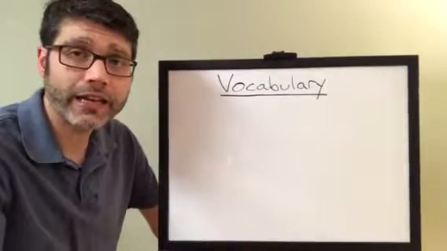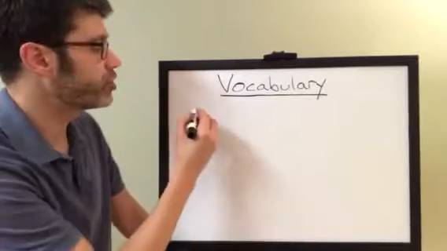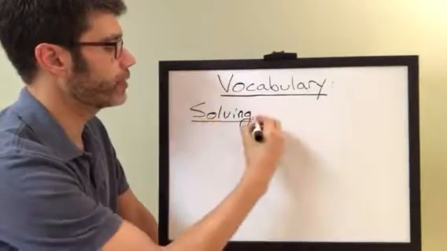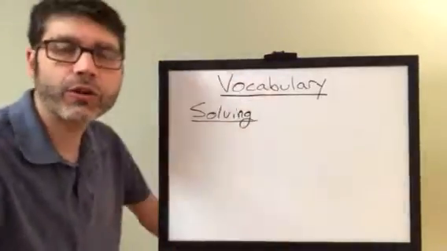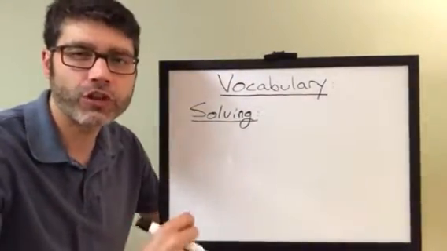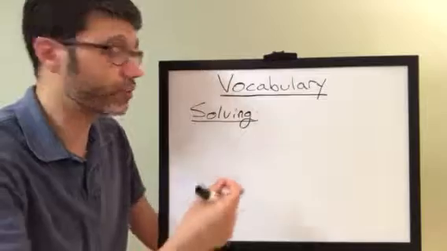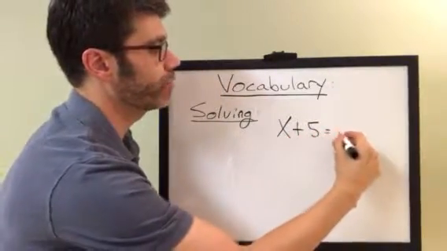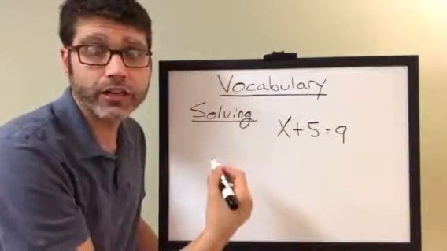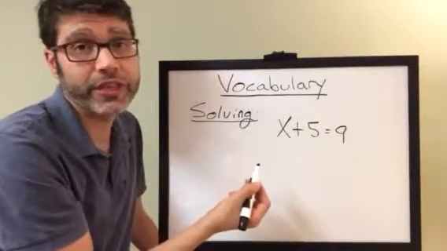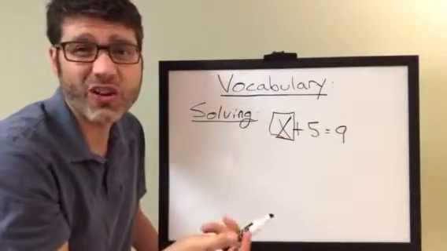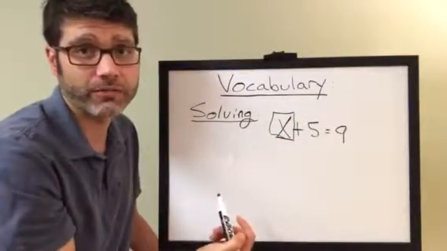So the first thing that I'd like to talk about is solving. Solving is a good vocabulary word, and when we talk about solving, we're talking about solving an equation. So for instance, if I had x plus 5 equals 9, then I could solve it for x, the variable, or the quantity that we want to know that will balance both sides of the equation.